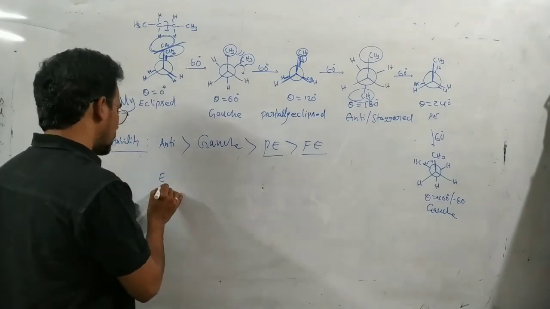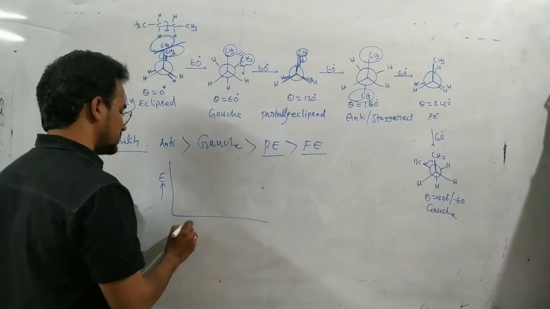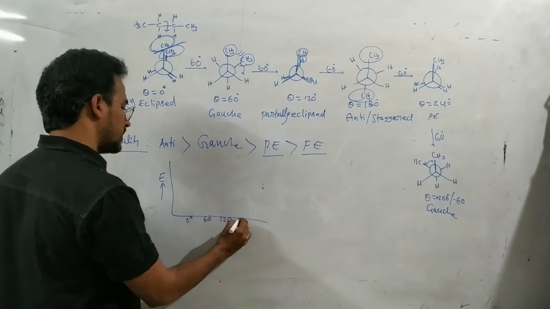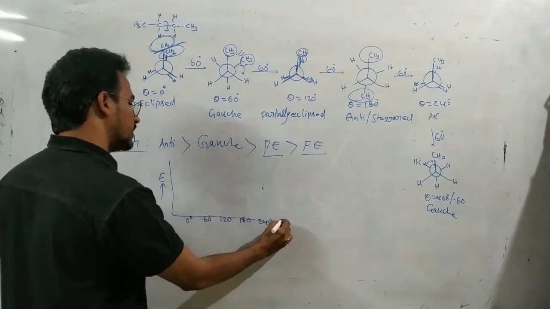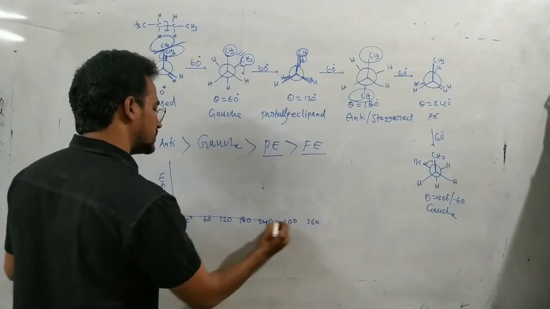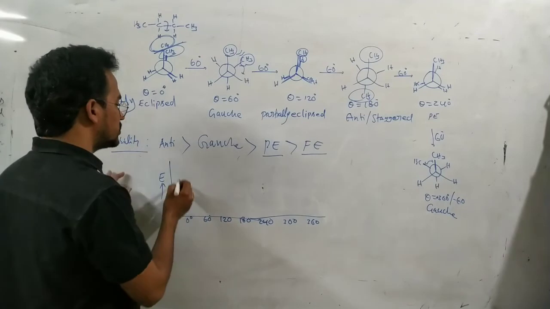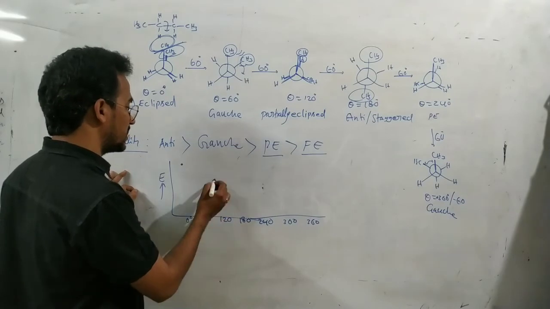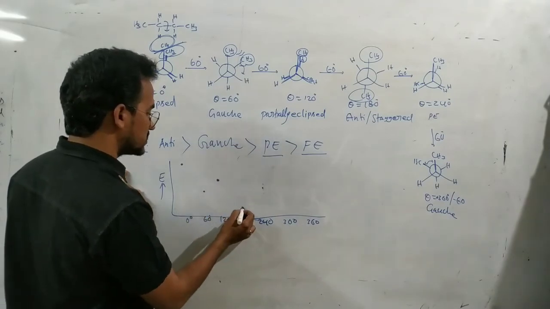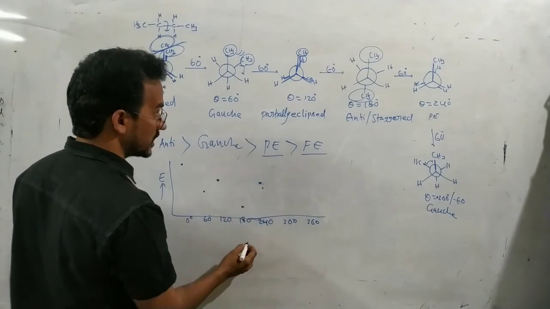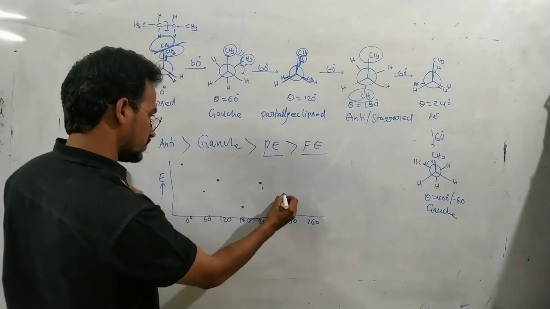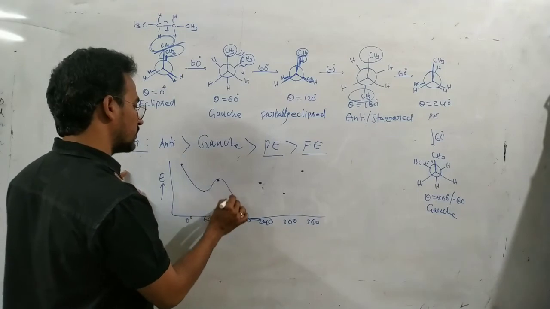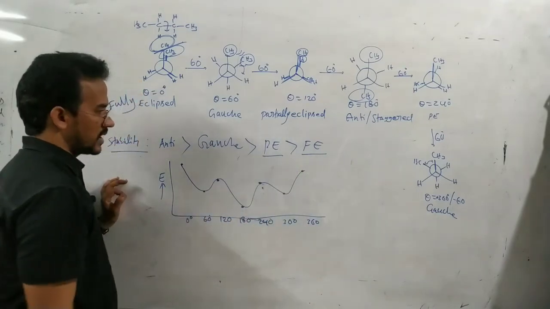Now here we can give the graphical representation. Your energy, your dihedral angle 0 and 60, 120, 180, 240 and 300, 360. At 0 degrees, fully eclipsed, higher energy. Gauche conformation, somewhat more stable. At 120 degrees, partially eclipsed. At 180 degrees, very stable. At 240 degrees, partial gauche conformation, 300 partial eclipse and 360 full eclipse. So this is the graphical representation.